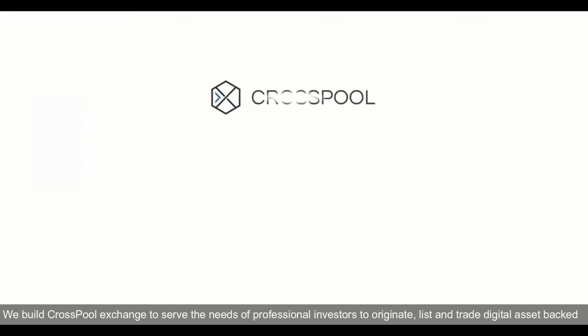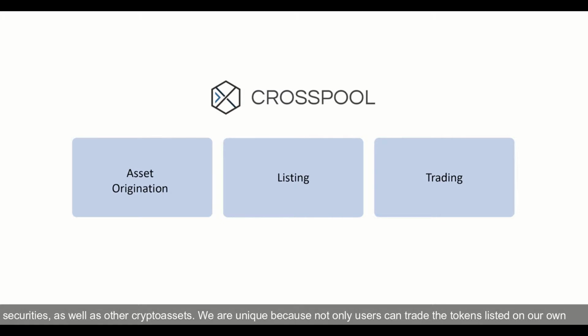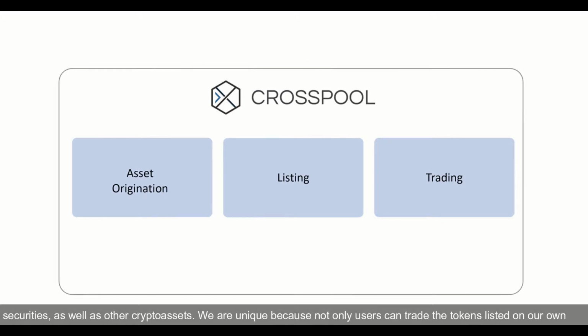We built CrossPool Exchange to serve the needs of professional investors to originate, list, and trade digital asset-backed securities, as well as other crypto assets. We are unique because not only can users trade the tokens listed on our own exchange, but we also provide connectivity to other exchanges, hence bringing liquidity to a centralized venue. On top of that, our token provides access beyond our own ecosystem and can offer users access to public blockchains.